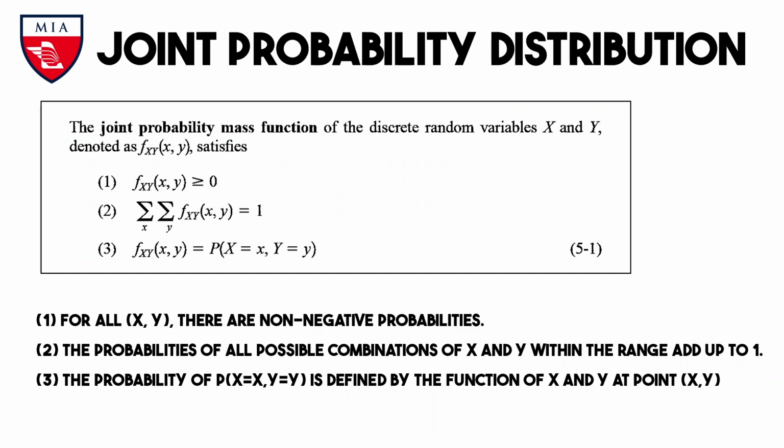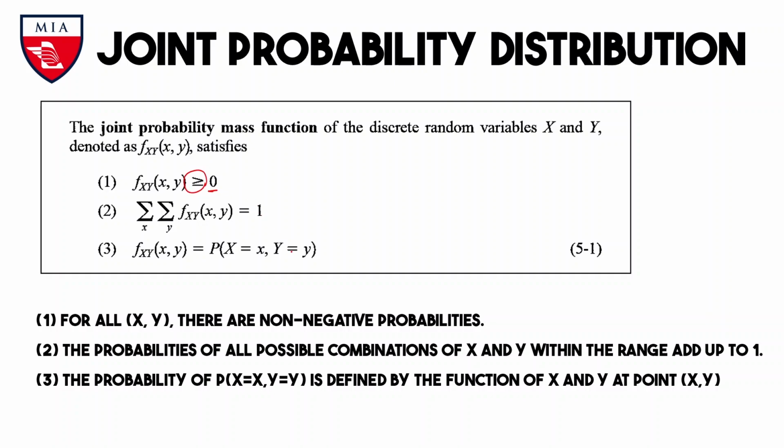Here are some rules or guides on how we can remember the values in joint probability distribution. We have three conditions. The joint probability mass function of the discrete random variables x and y, denoted as f sub xy, satisfies the following. Always remember that all the probabilities should be non-negative, so greater than or equal to 0.